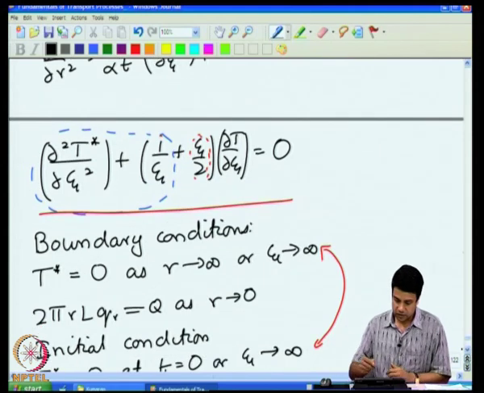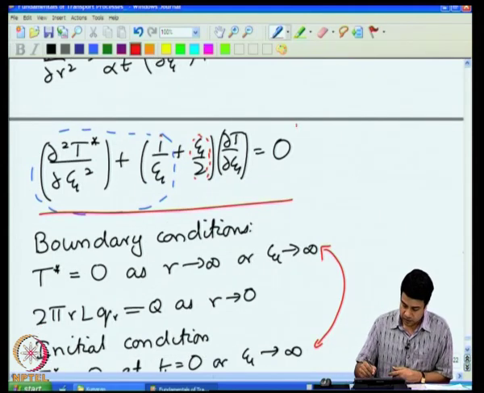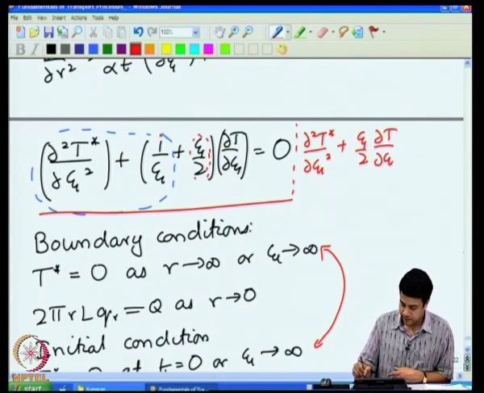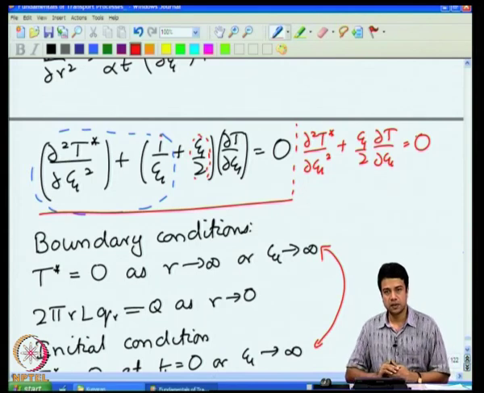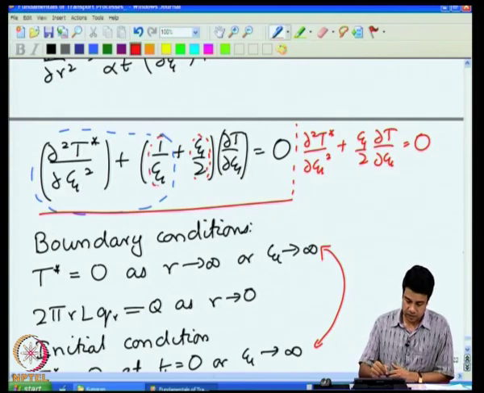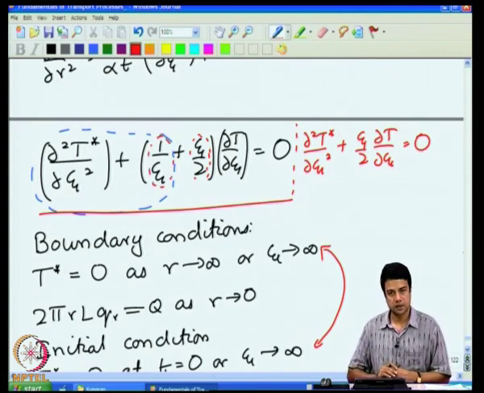Recall that when we solved the problem in Cartesian coordinate system, the equation was of the form d square T by d psi square plus psi by 2 dT by d psi is equal to 0. That was the equation in a Cartesian coordinate system. In a cylindrical coordinate system, I have this additional term 1 over psi times dT by d psi, and that is because once again the surface area is changing as the radius changes.